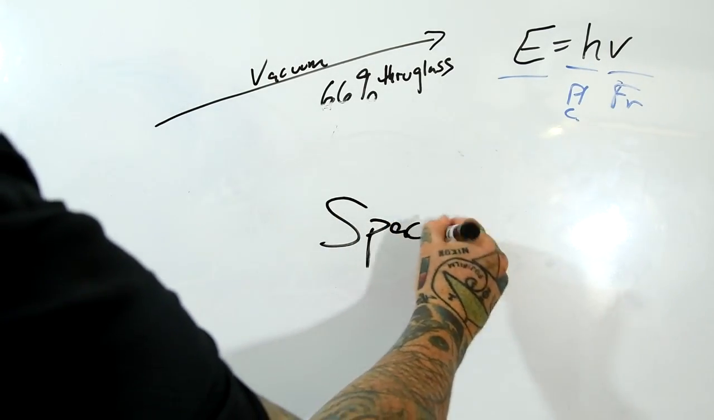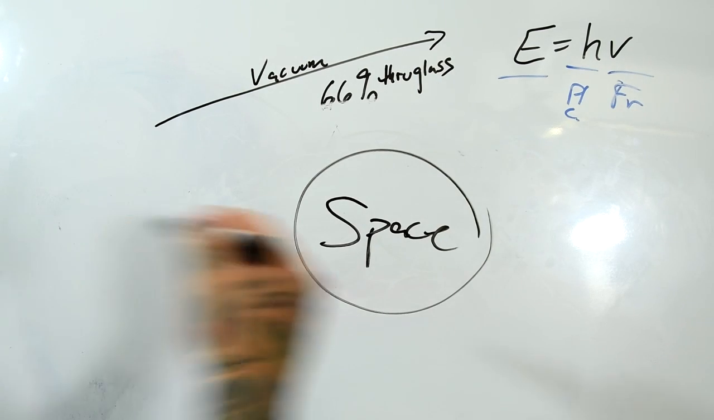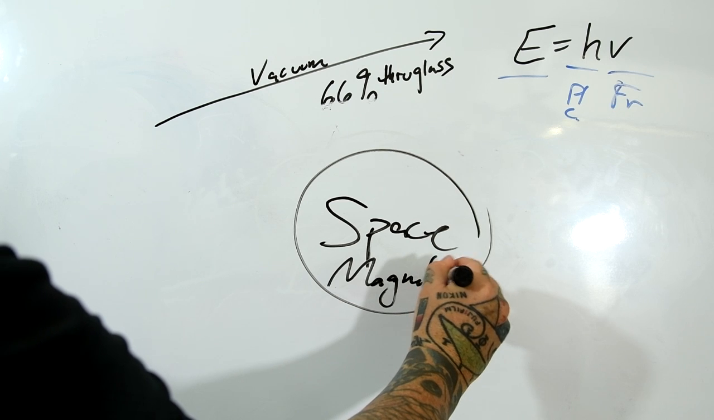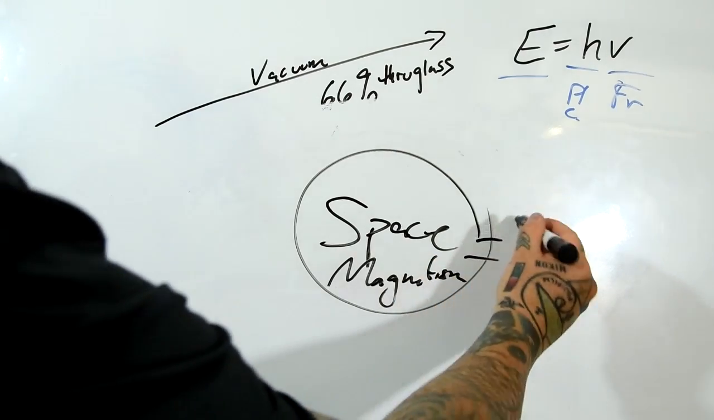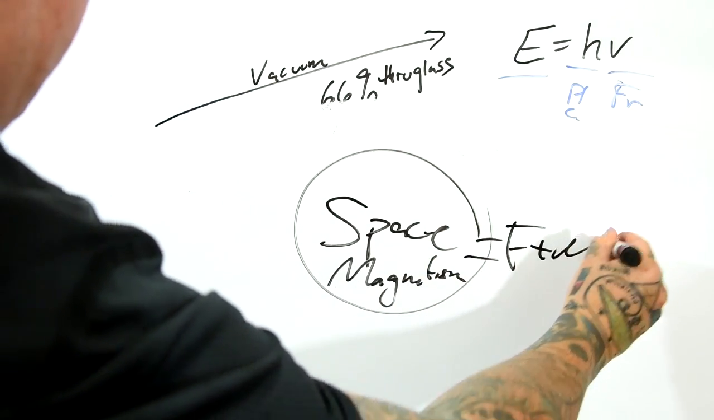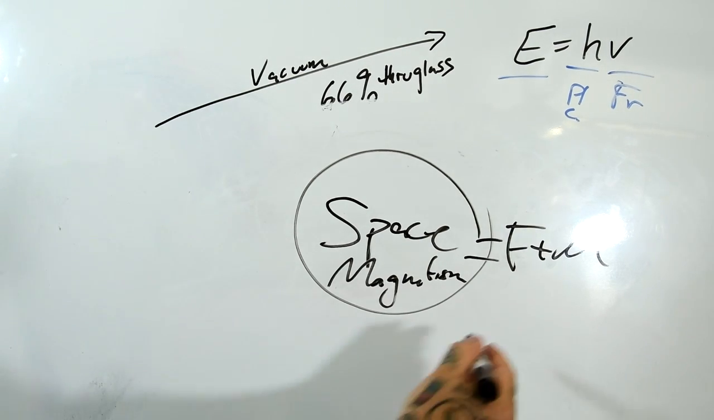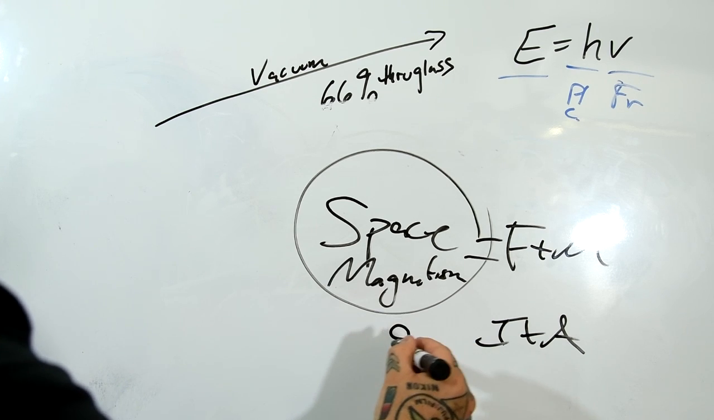Space is not a thing. Space is the posterior attribute of the loss of inertia. Space and magnetism are one and the exact same thing. And magnetism is the loss of inertia. This is always equal to force and motion. So let's take the inverse of that. What would be the inverse of force and motion? Inertia and acceleration, right?